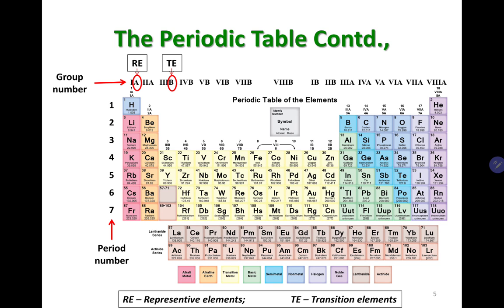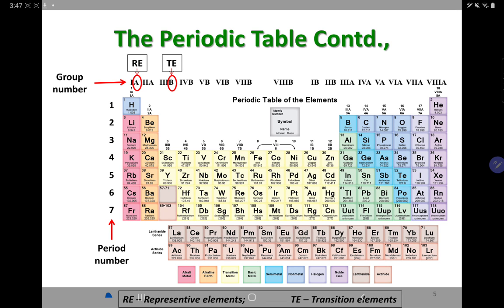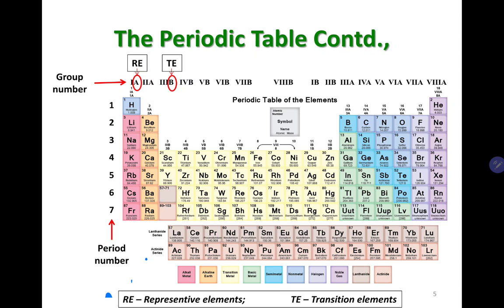If you look at this A and B, I have highlighted them in red. If you have the letter A next to the group number, we call them representative elements. If you have the letter B next to the group number, we call them transition elements. So what is the difference between the two? Why do we call them representative or transition?